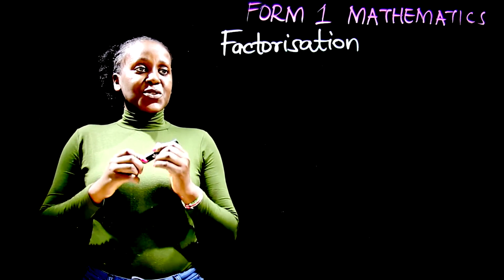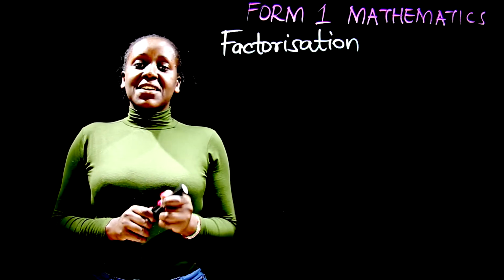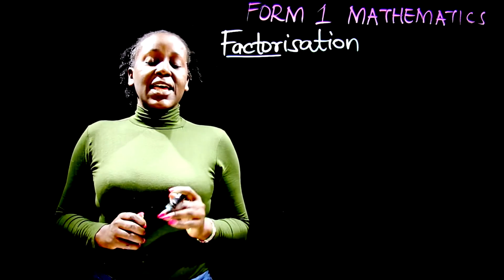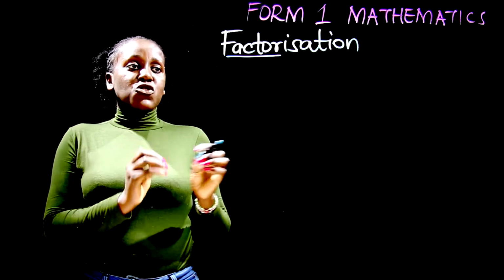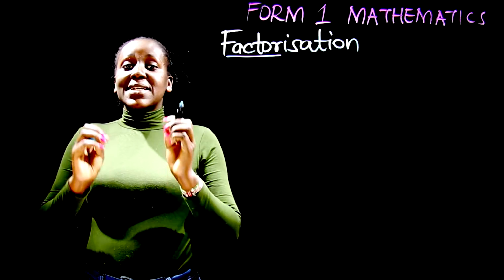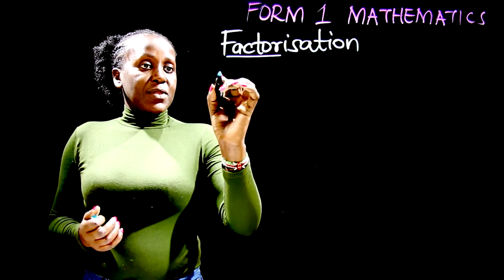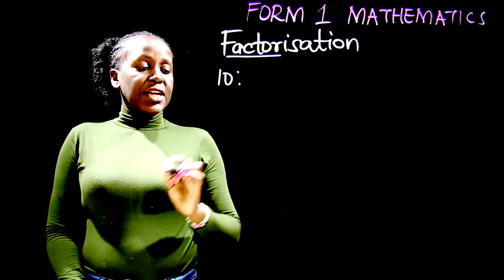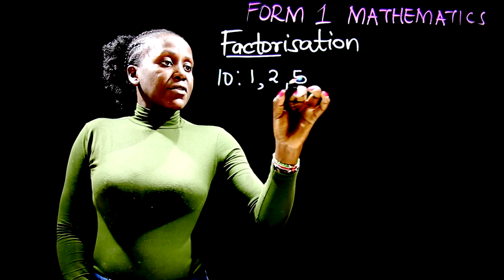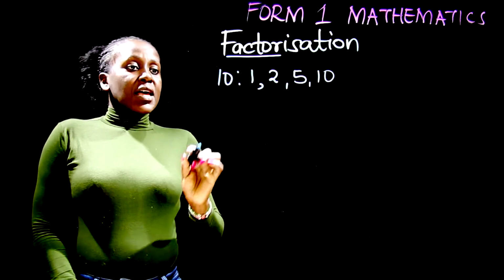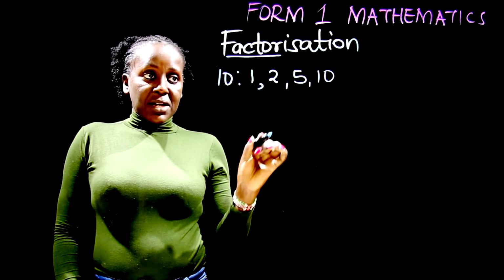In this lesson, we are going to be learning about factorization. Factorization is derived from the word factor. In the previous lesson, we learned how to get the factors of composite numbers. Now, I want us to use the number 10. We got the factors of 10 and they were 1, 2, 5, and then 10.